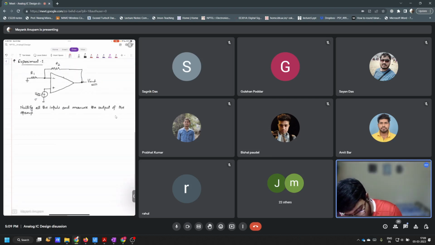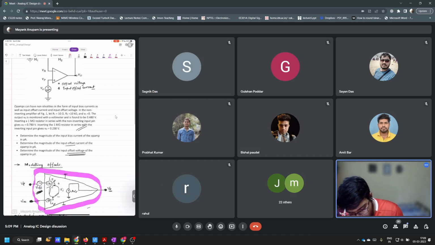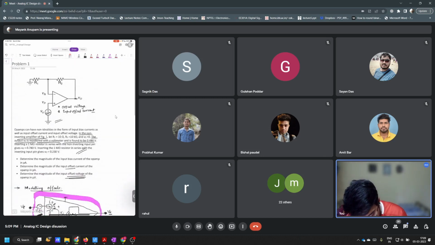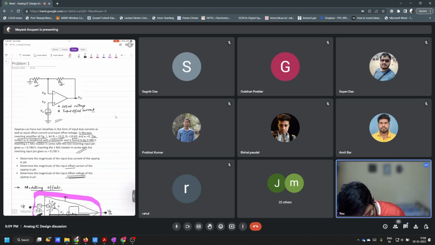Fine. So this is what is done here. The op amp output VO is monitored with a voltmeter and is found to be 0.480 volt. In this non-inverting amplifier of figure 1, let R1 be 10 ohm and R2 be 10 kilo ohm. Mind it, this is 10 ohm and this is 10 kilo ohm, and Vs is equal to 0.